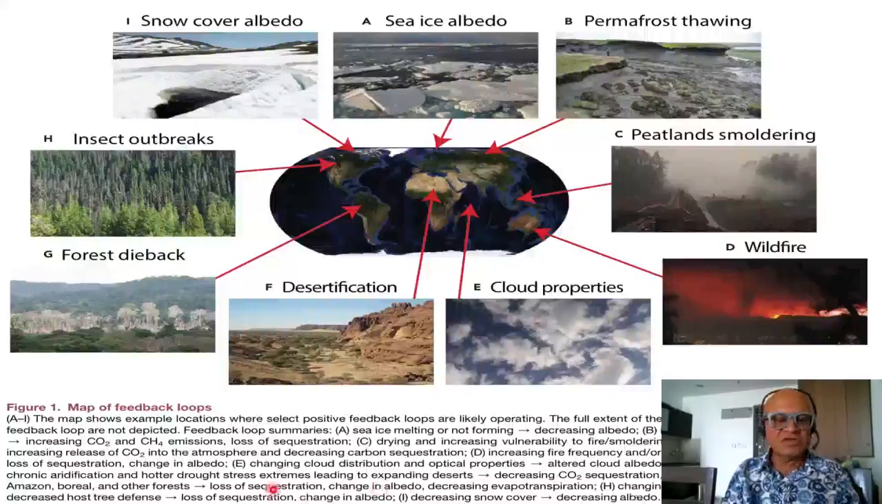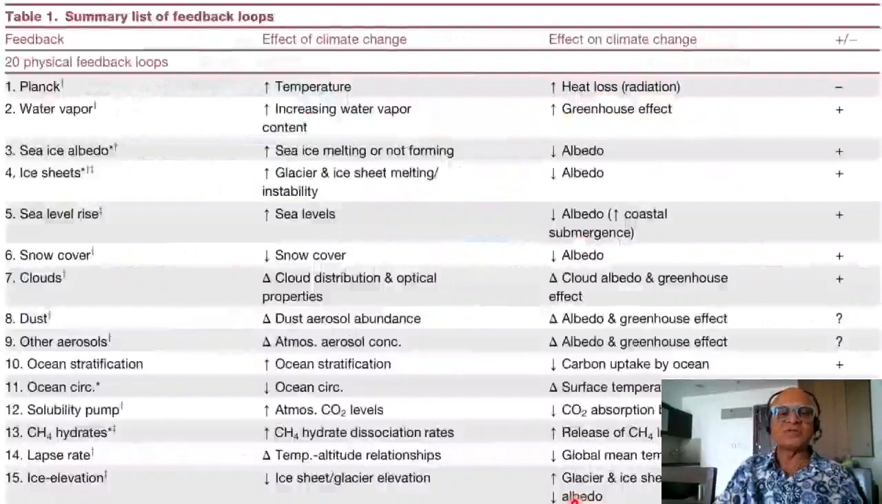Dieback of Amazon, boreal, and other forests: loss of sequestration, change in albedo, decreasing evapotranspiration. Changing insect distributions and abundances, decreased host tree defense can lead to loss of sequestration, change in albedo. And finally, decreasing snow cover can lead to decreasing albedo as well. We'll look at the table here on some of these things.